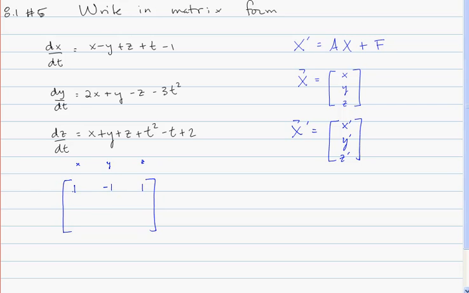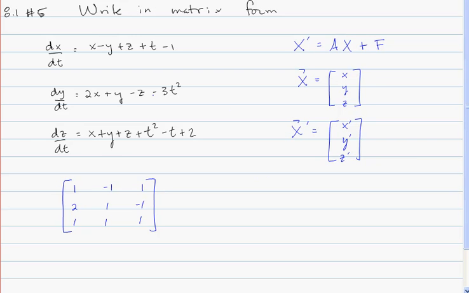So in the first equation I have 1x minus y plus z, and that's where these numbers come from. In the second equation I have 2x's, 1y, and negative 1z. And finally I have 1x, 1y, and 1z. So here's my matrix A. I'm going to go ahead and erase these x, y, z here. That was just for me to keep in mind.